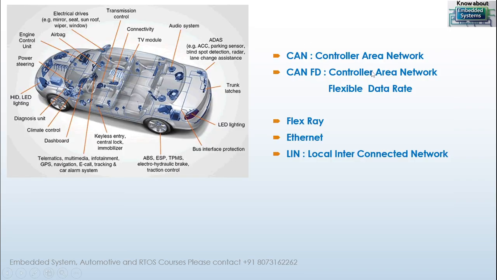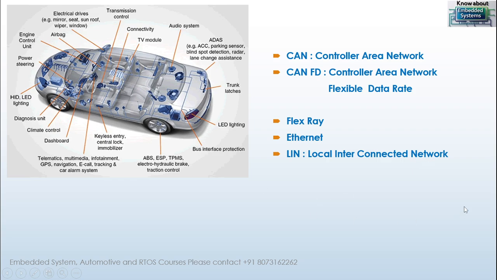Then, I already told you what CAN is. CAN stands for Control Area Network. These wires you are seeing, these connecting lines by which all ECUs are connected, are called the network, and these networks are controlled by our protocol. As I told you already, there are 5 major protocols that we will be using: CAN, Control Area Network; CAN-FD, Control Area Network Flexible Data Rate; then FlexRay, Ethernet, and LIN. LIN stands for Local Interconnect Network.